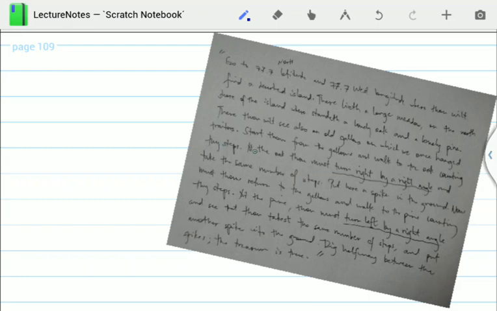At the oak, thou must turn right by a right angle and take the same number of steps. Put here a spike in the ground. Now, must thou return to the gallows and walk to the pine, counting thy steps. At the pine, thou must turn left by a right angle, and see that thou takest the same number of steps, and put another spike into the ground. Dig halfway between the spikes, the treasure is there.